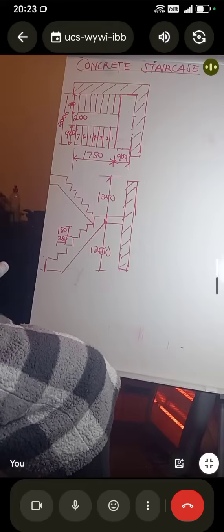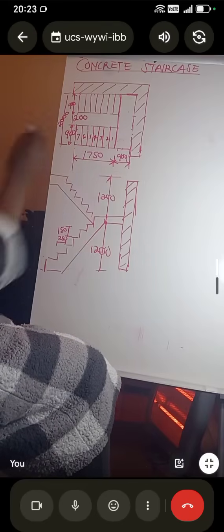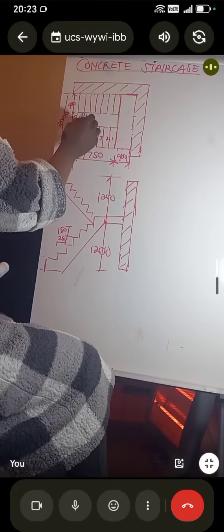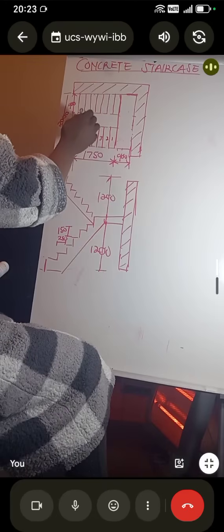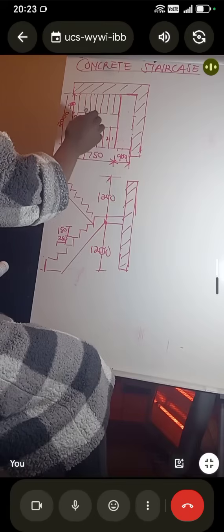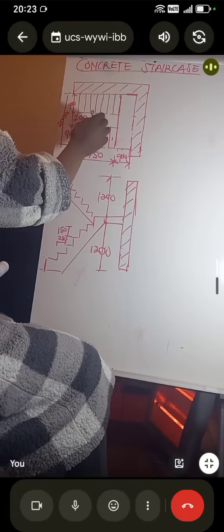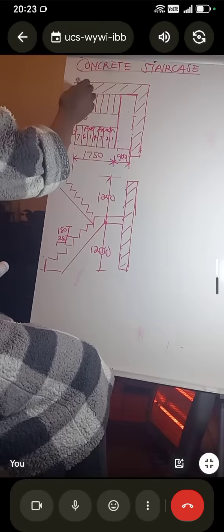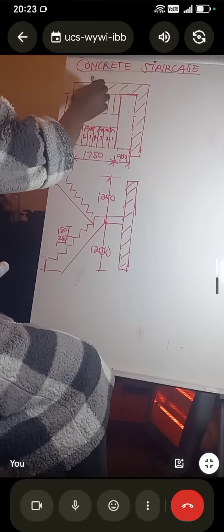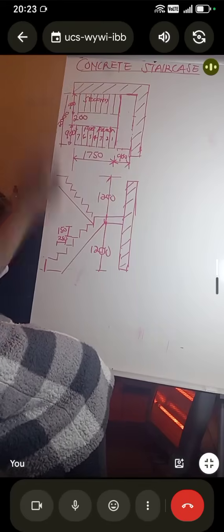1, 2, 3, 4, 5, 6, 7 steps. So let me say we have the first floor. I'm going to call it first floor so that you can understand. This is the first floor, and this one will be the second floor. You go up like that, right?